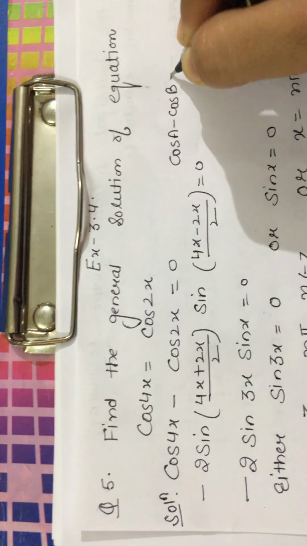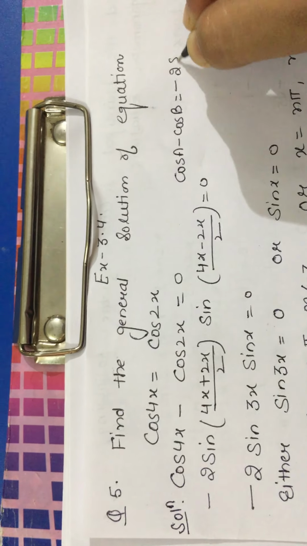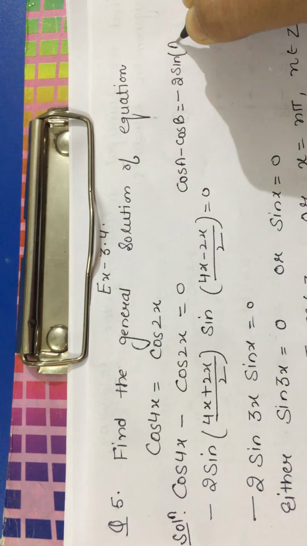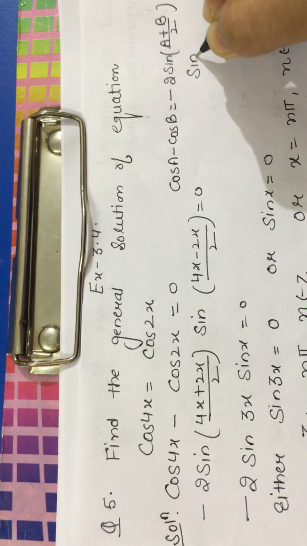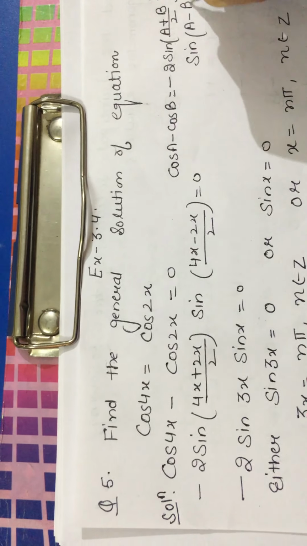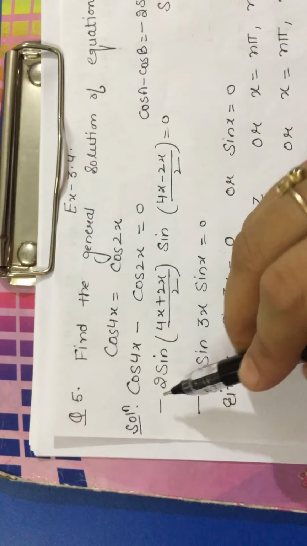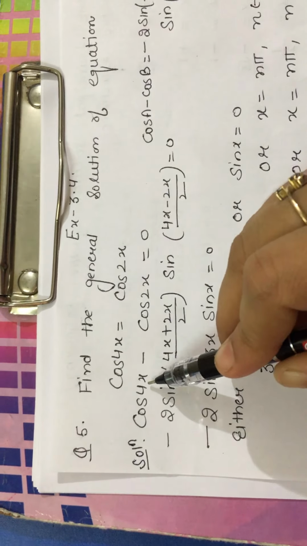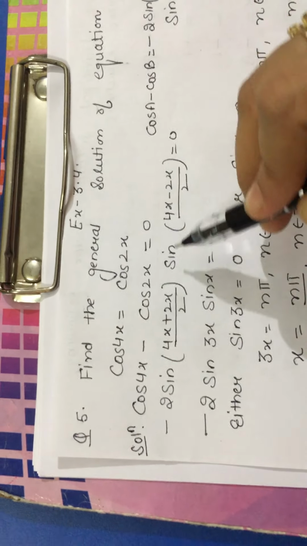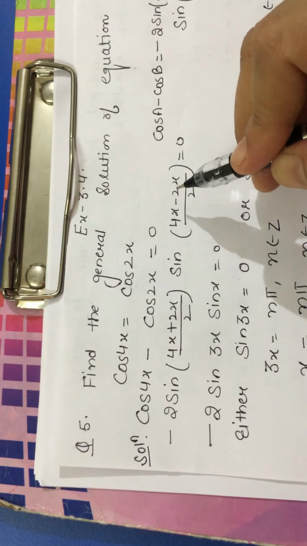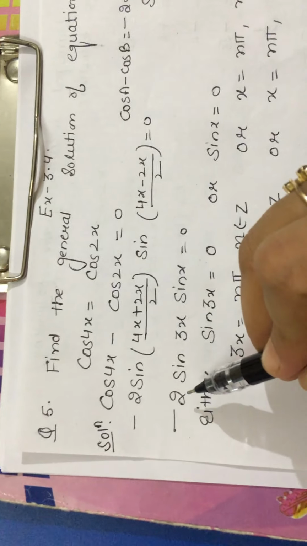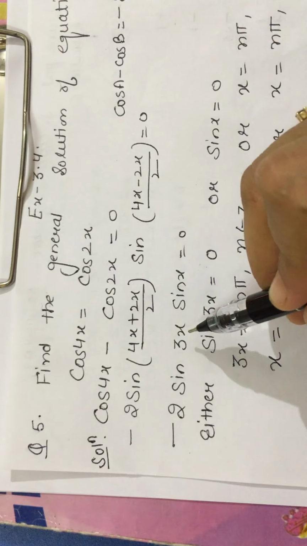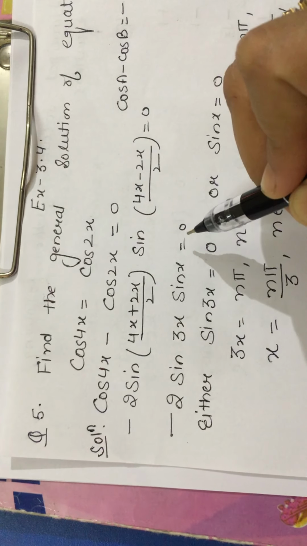Now this is equal to minus 2 sin((A plus B) by 2) into sin((A minus B) by 2). So this is equal to minus 2 sin((4x plus 2x) by 2) into sin((4x minus 2x) by 2) equal to 0. This is minus 2 into sin 3x into sin x equal to 0.